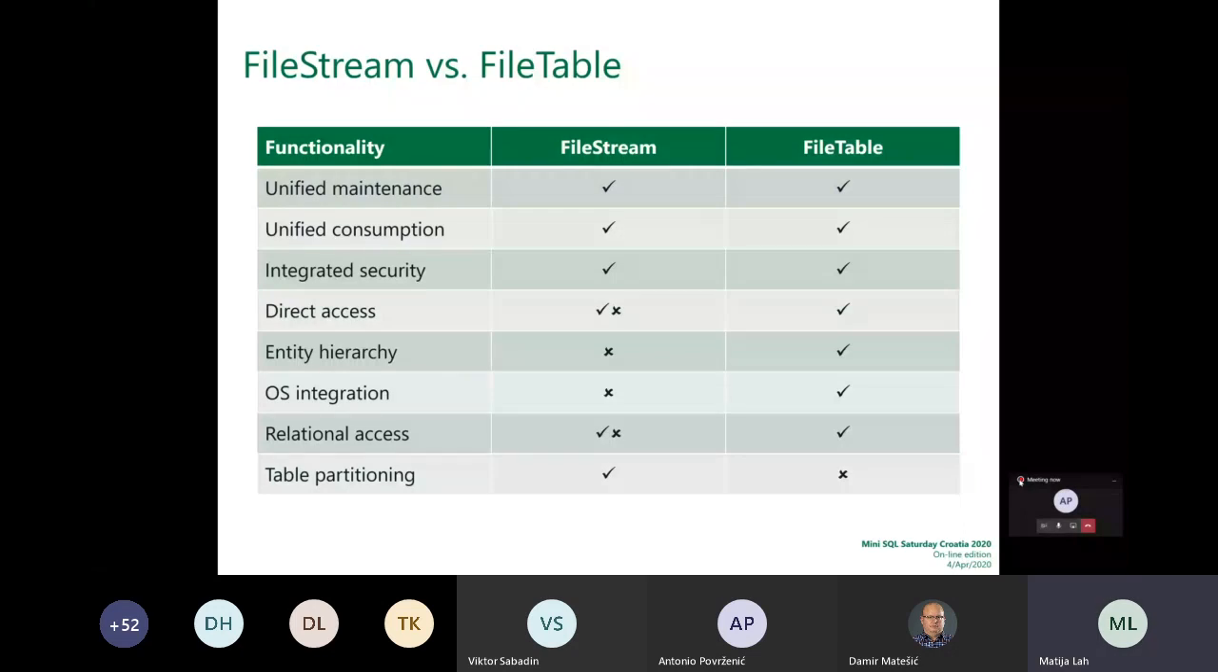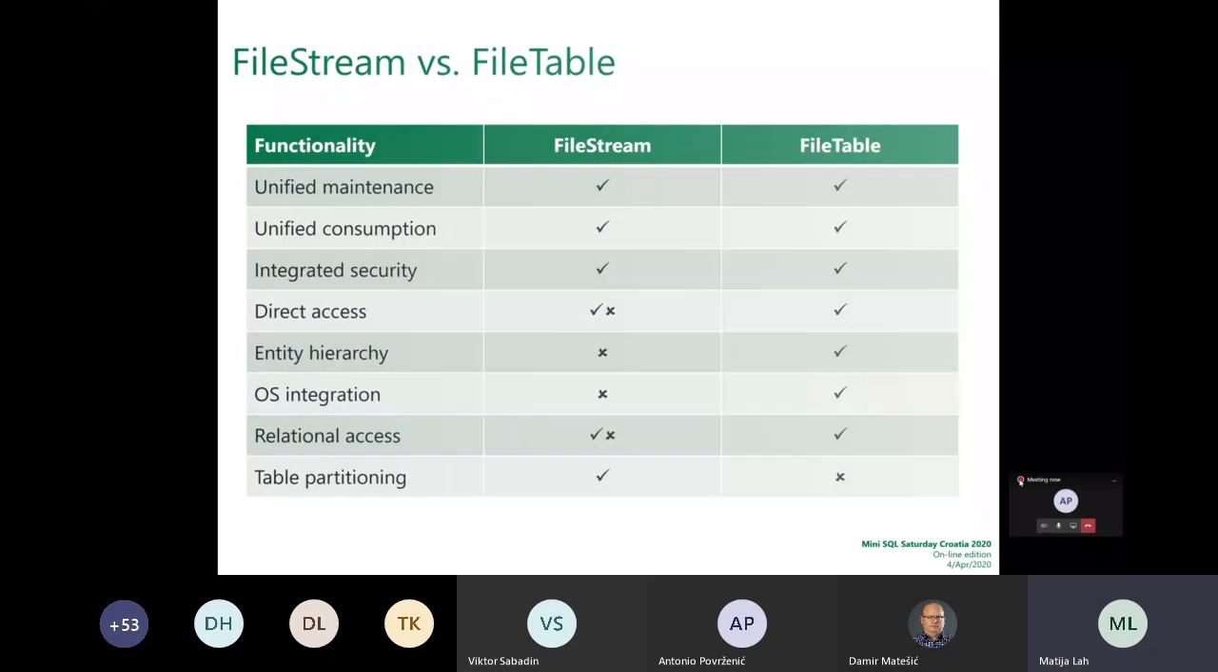As far as table partitioning is concerned, in 2012, it was impossible to partition the data in a file table, but you can partition the data in a file stream. And this hasn't changed in the 8 years since the feature was introduced. So file tables still cannot be partitioned. So these are the differences between Filestream and Filetable. As you can see, the Filetable simplifies access mostly to the files.